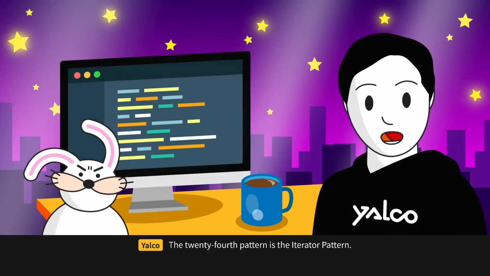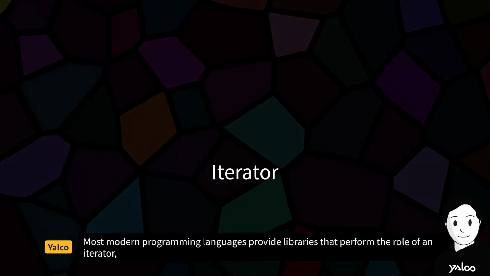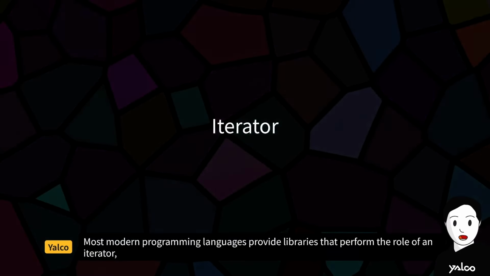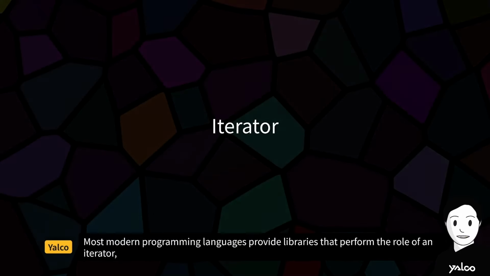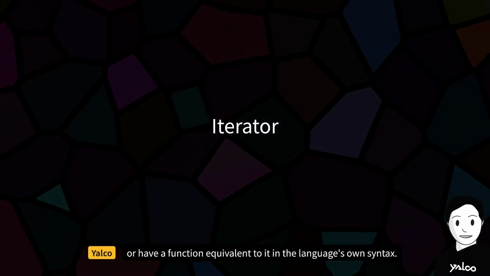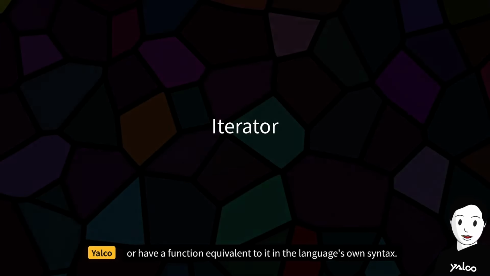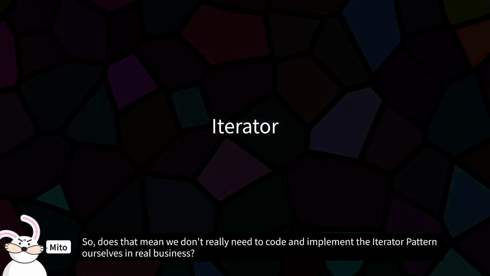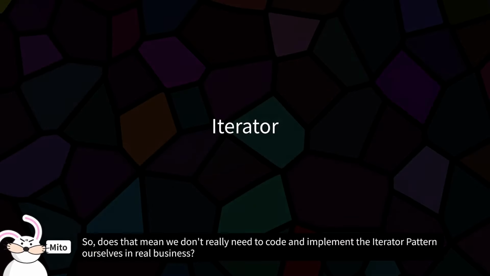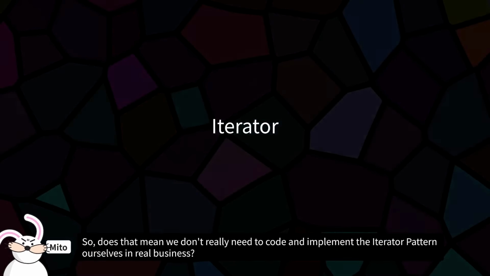The 24th pattern is the Iterator pattern. Most modern programming languages provide libraries that perform the role of an iterator, or have a function equivalent to it in the language's own syntax. So, does that mean we don't really need to code and implement the Iterator pattern ourselves in real business?